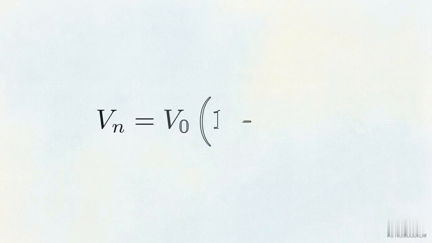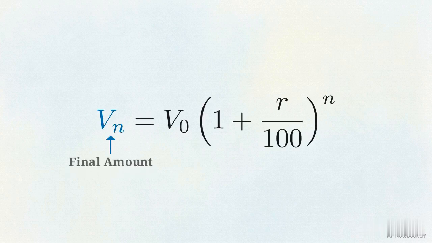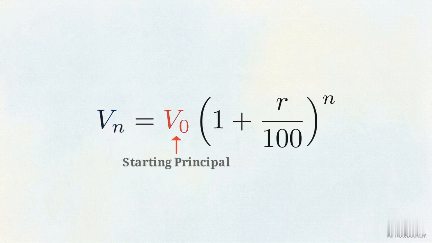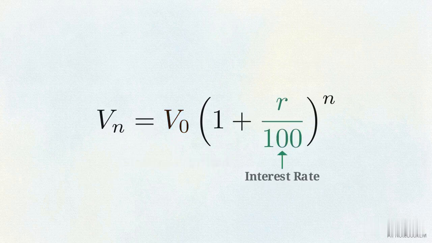We calculate that growth using this formula. We have the final amount, Vn. We have the starting principal, V0. We have the interest rate, R. And we have the number of compounding periods, N.